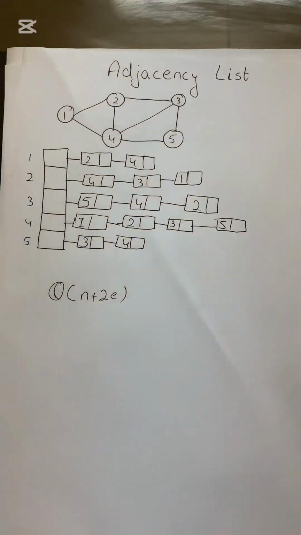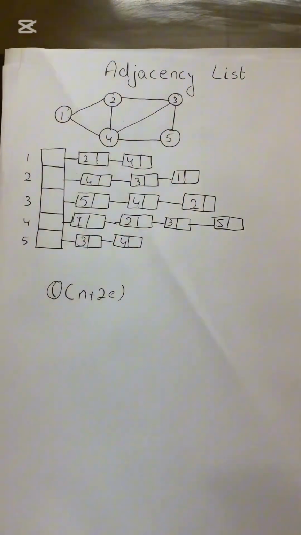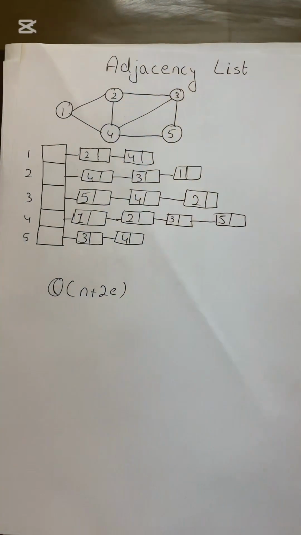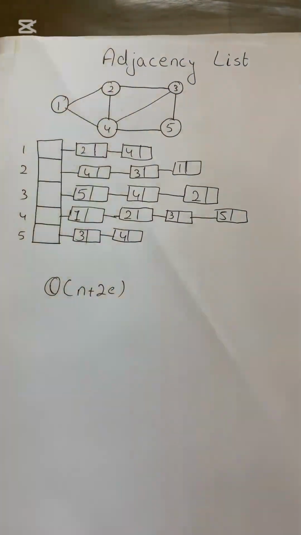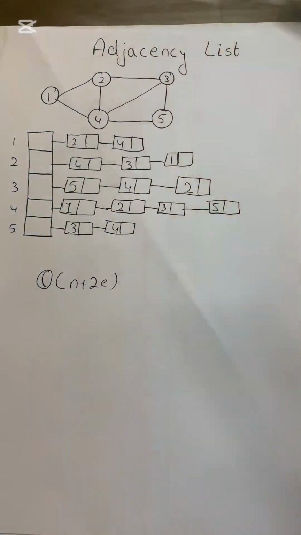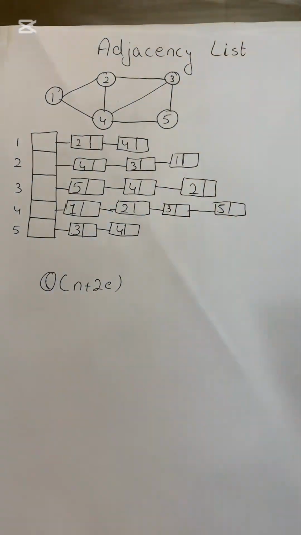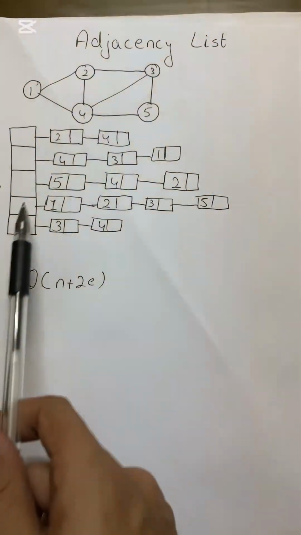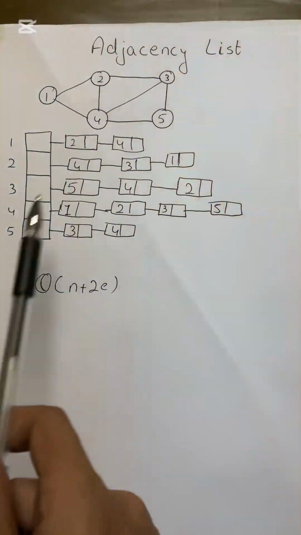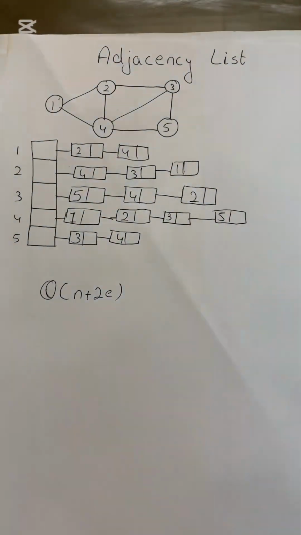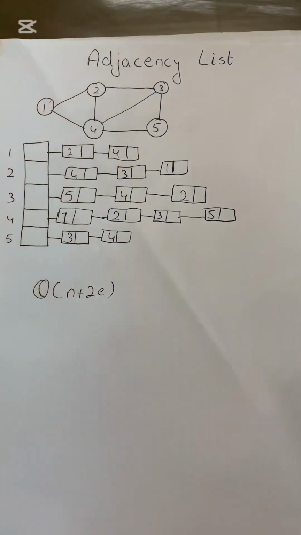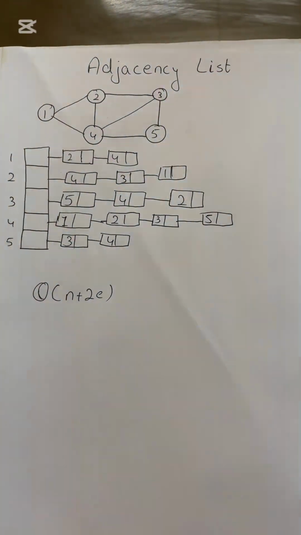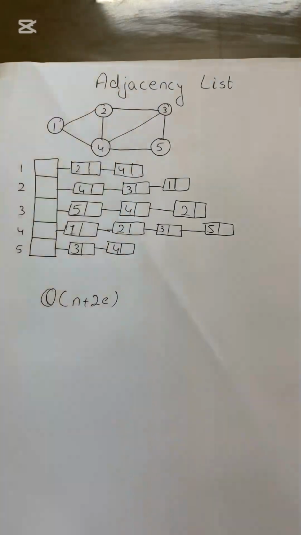Coming to the space complexity, the space complexity for this situation we have is theta n plus 2e. Now you might be wondering what 2e is. Basically 2e represents that each edge has been mentioned twice here. As you can tell, we have 4 with 1 and 1 with 4 over here. So we can see that each edge is represented twice every time in this. So that's where we get the 2e from. And those are the two representations.